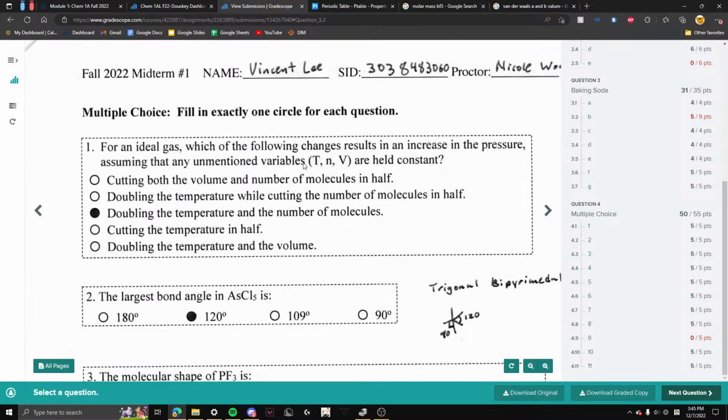Okay, for an ideal gas, which of the following results in an increase in the pressure? So again, remember that anything on the right side of the equation is going to be proportional to pressure. So if we double the temperature or the number of molecules, doubling T or doubling n, it would increase P. That's it. If we cut the temperature in half, it would cut pressure in half. If we double temperature and volume, it would do nothing whatsoever. If we doubled the temperature and cut the molecules in half, nothing would happen. If we cut both the volume and the number of molecules in half, nothing would happen.